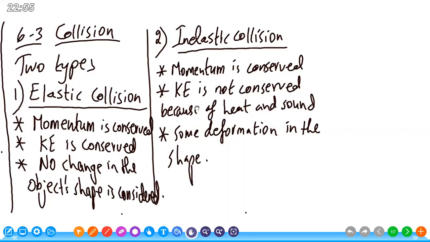In inelastic collision, kinetic energy is not conserved because heat and sound will be clear, like collision between two cars, like collision between two glass cups, for example. There will be a deformation and a change in the shape. In this case, the kinetic energy before the collision for sure is going to be more than the kinetic energy after the collision. Why? Because some of the energy will be gone into heat and sound and, you know, due to the change in the shape.